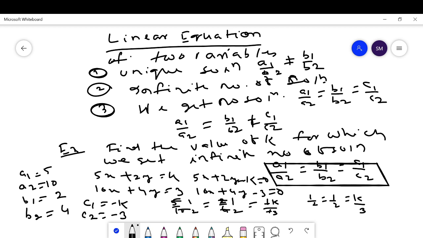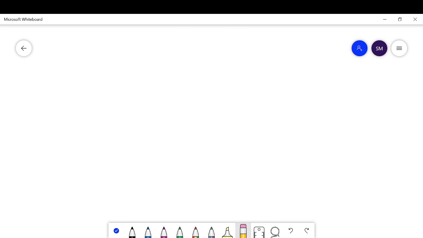Then we get the condition a1 upon a2 is equal to b1 upon b2. We have to find the value of k for which a1 upon a2 is equal to b1 upon b2 is equal to c1 upon c2. As k upon 3 is equal to half, which shows that k is equal to 3 by 2. When the value of k is 3 by 2, in these conditions we can get an infinite number of solutions. Okay, then next example.